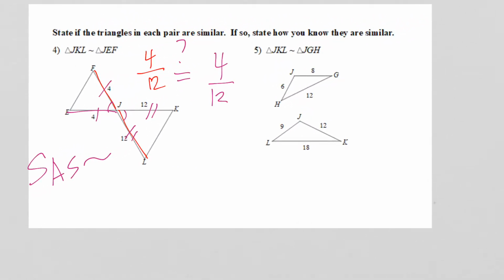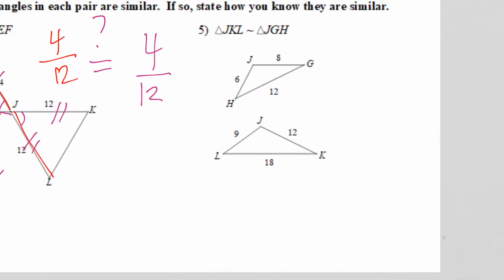Question 5 I'll just do on here. So I only have measurements of sides. So that means I'm going to find the proportions. So JH corresponds to JL, so 6 over 9. JG corresponds to JK, so 8 over 12. And my last side is HG, and he corresponds to LK.